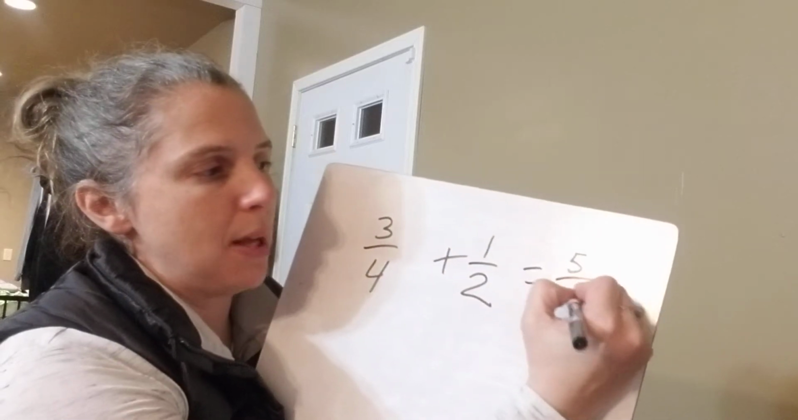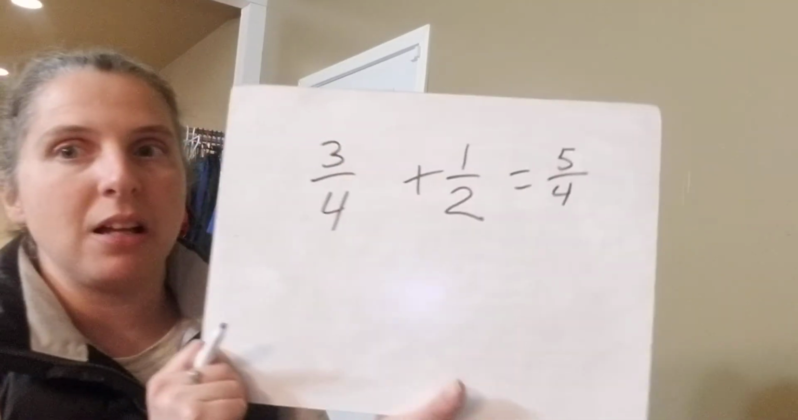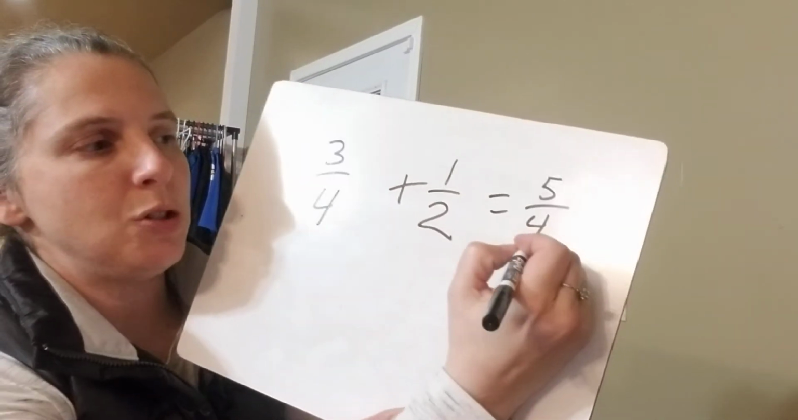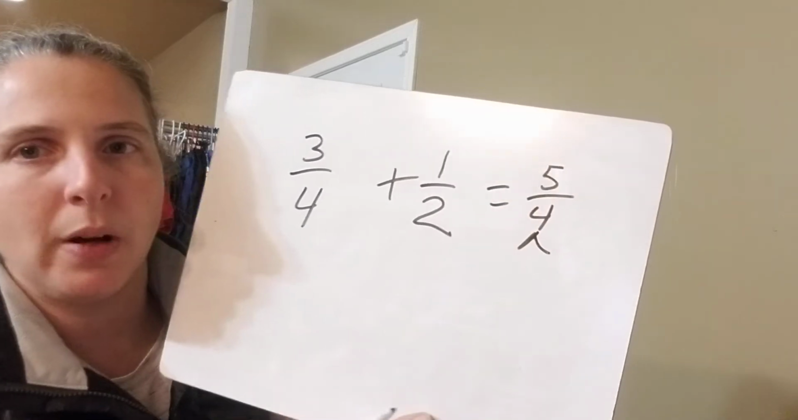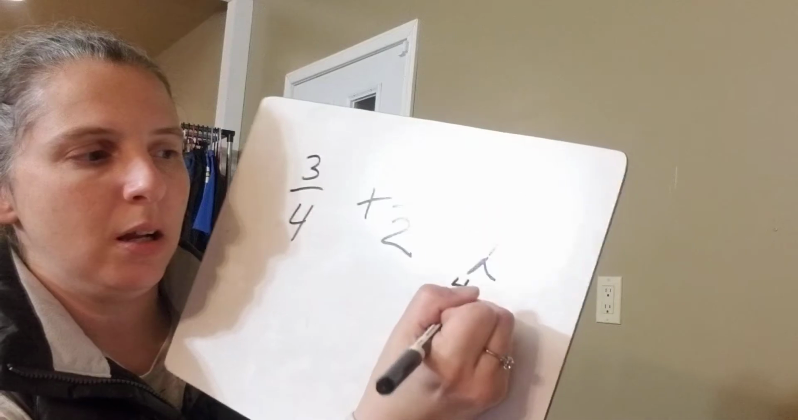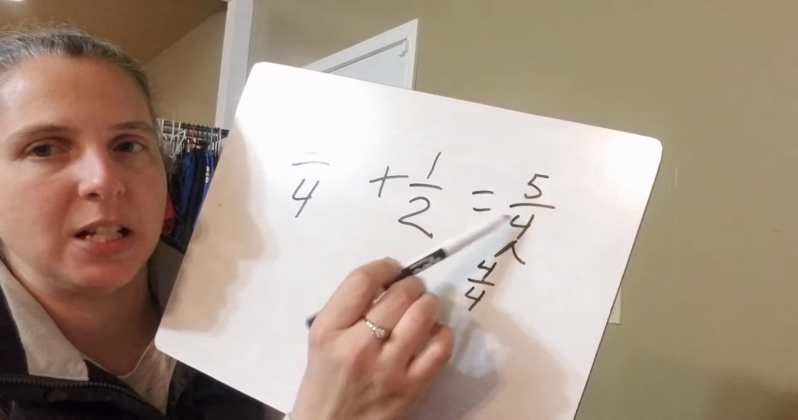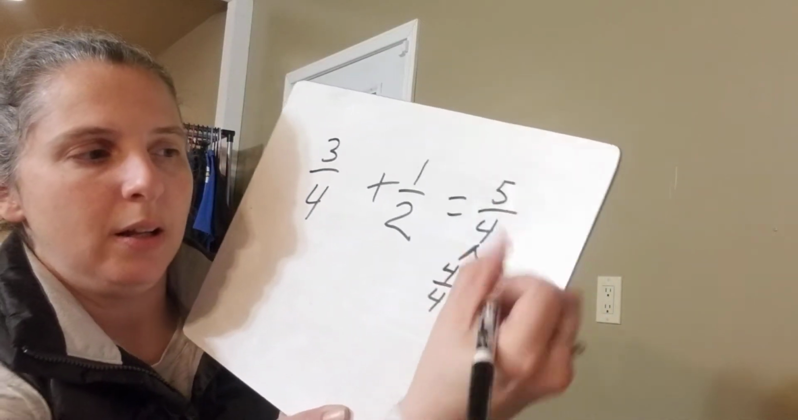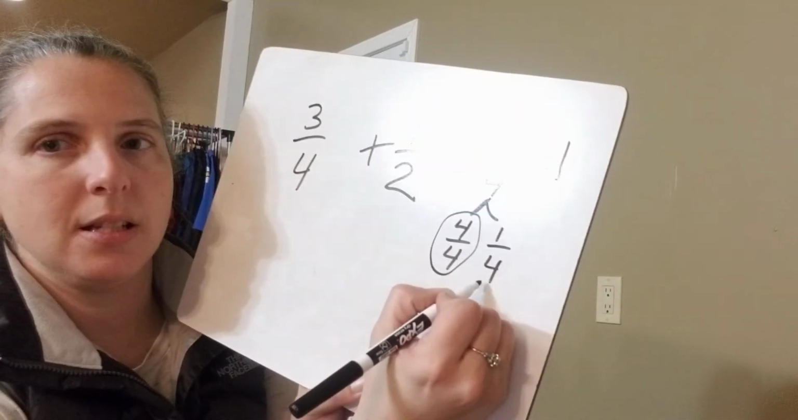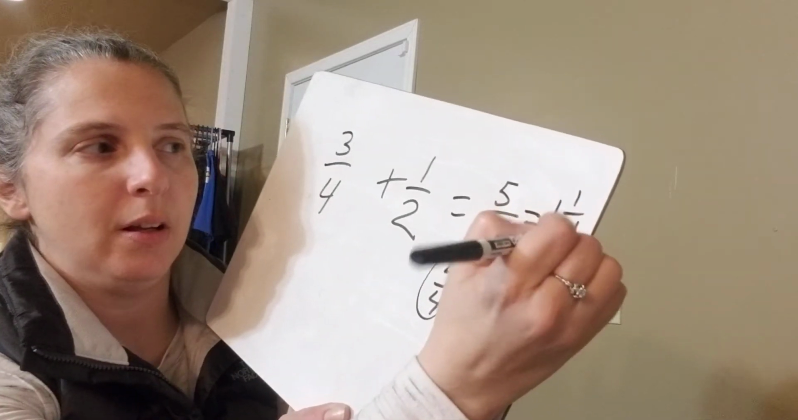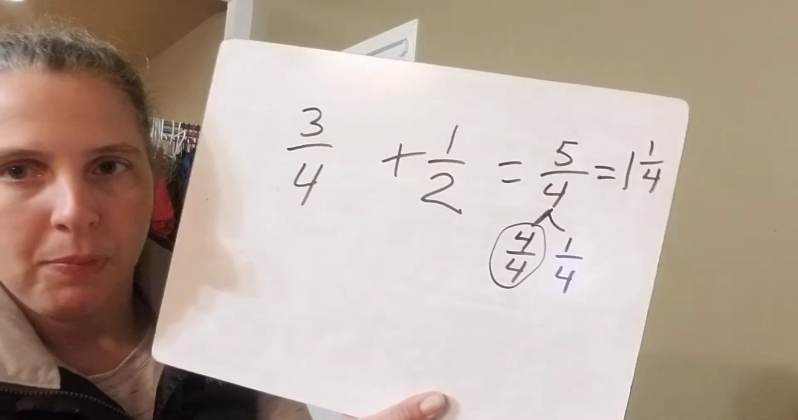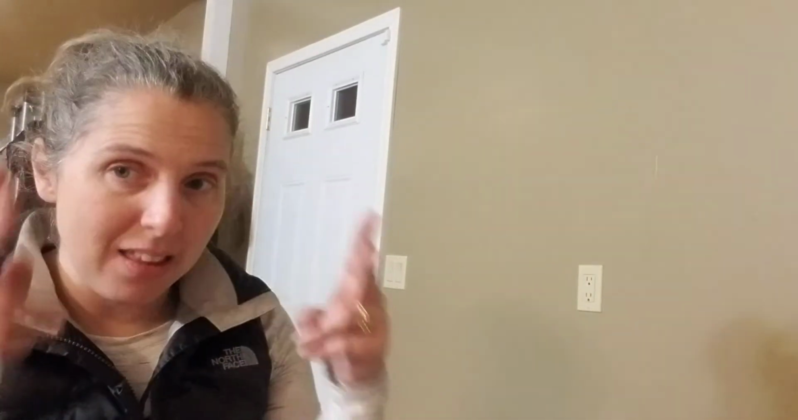But don't use up all that space underneath, because we'll use that as I show you the next part, the way to do it without the fraction strips. Use your number bond. How many makes 1 whole? Look at your denominator. 4 out of 4. That's 1. And how many would be left? 5 minus 4 is 1. So that equals 1 and 1/4. 3/4 plus 1/2 is 1 and 1/4. Okay? All right. So we can see that.